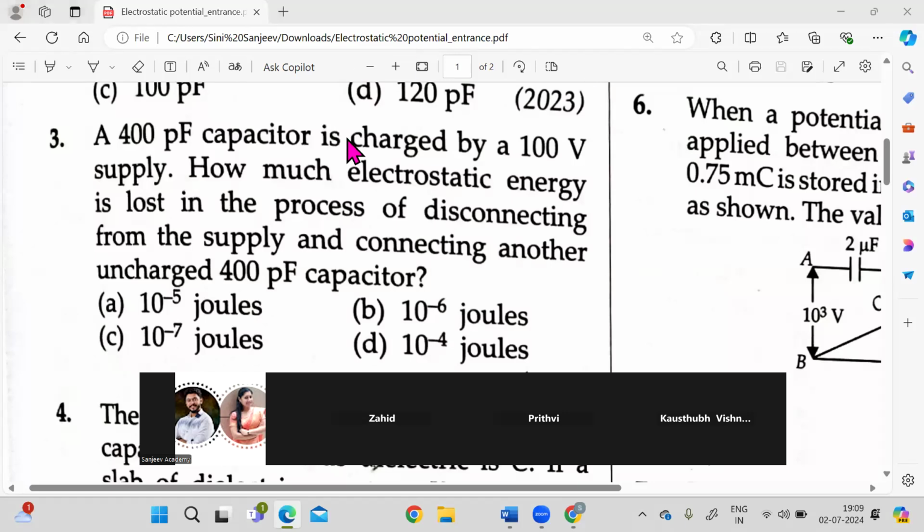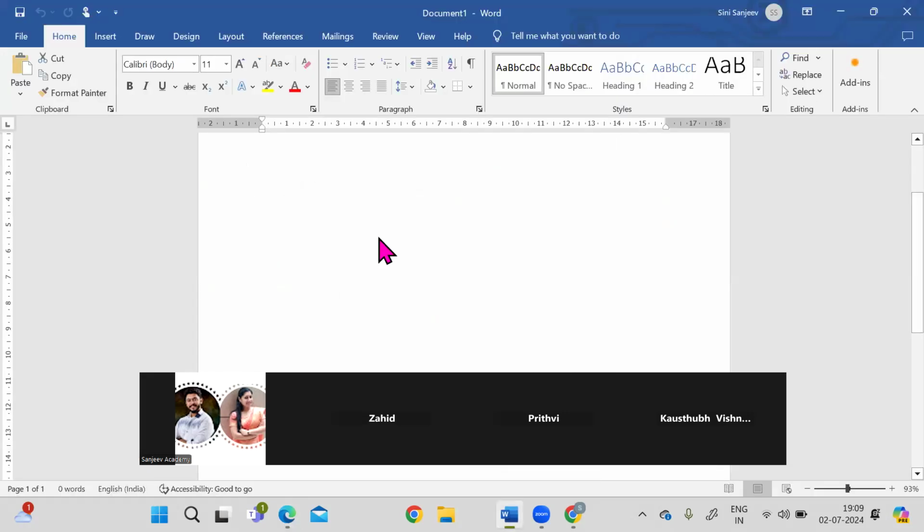A 400 picofarad capacitor is charged by a 100-volt supply. How much electrostatic energy is lost in the process of disconnecting from the supply and connecting another uncharged 400 picofarad capacitor? I'll just share the Word document. Now let me see whether I can annotate here.